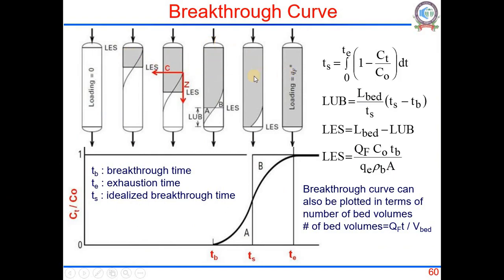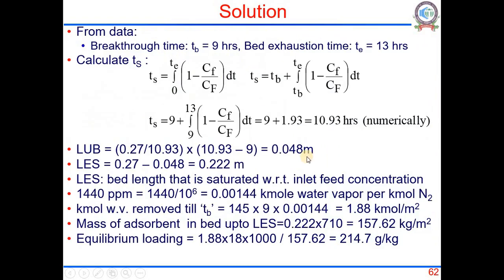So that is the equilibrium. That equilibrium is 214.7 at a concentration of 1440 ppm. So we can check with the actual isotherm and see whether this is higher or lower. We can use it in a different way as well.